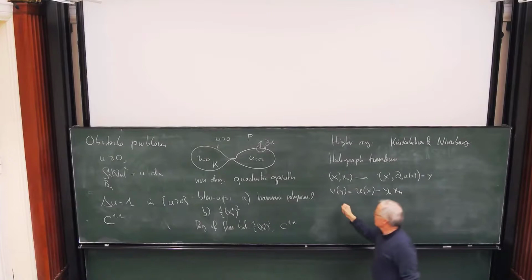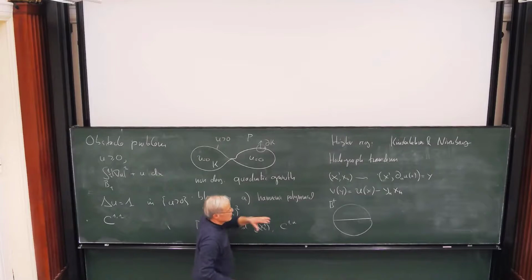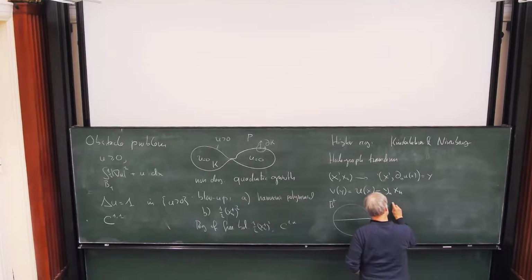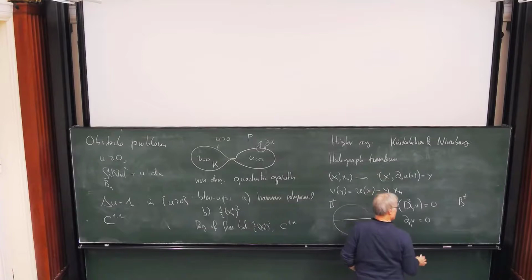The vertical derivative is positive, so we make this object into a ball, the upper half of a ball. So I call this, let's say, the upper half D plus. And then one has to do some nasty calculation, and out of that comes an equation F of D2 y V is equal to 0, local in D plus, and V is equal to 0 in dB.